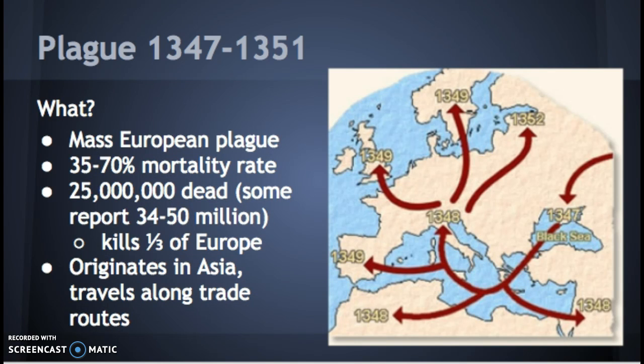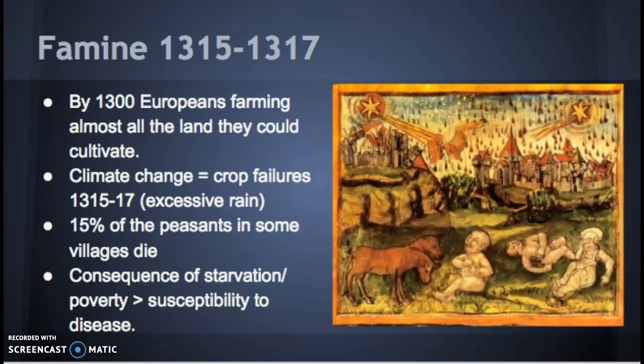When we're talking about the plague, we are talking about a mass European plague. Depending on the area, we're looking at about 35 to 70% mortality rate, about 25 million people dead in Europe in a very short period of time, 1347 to 1351. That's not very long. There are higher reports, but most estimates show about 1/3 of the European population at the time dies. And it does originate in Asia. You can see in this map where it goes, and we'll talk a little bit about that first landing point, and then it spreads very quickly along those travel routes.